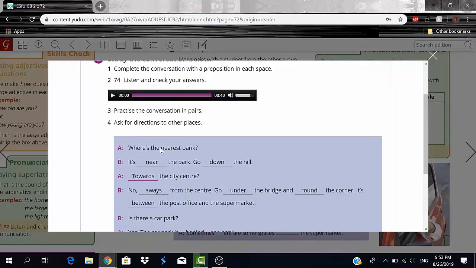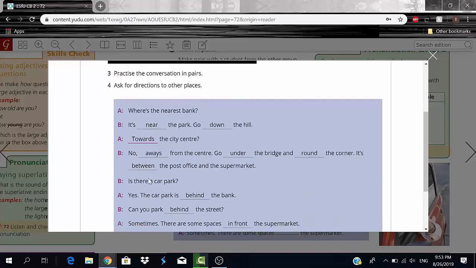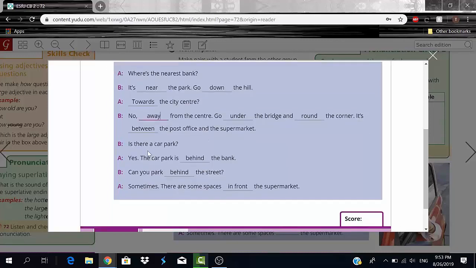So, where's the nearest bank? It's near, preposition, the park, okay? Go down the hill, okay? Towards the city center, asking a question. No, away, actually away, not a ways, away from the center. Go under the bridge and round the corner. It's between the post office and the supermarket. Is there a car park? Yes, the car park is behind the bank. Can you park behind the street? Sometimes. There are some spaces in front of the supermarket.